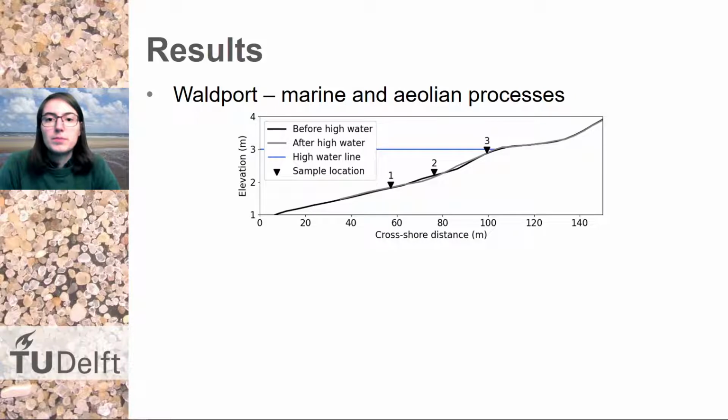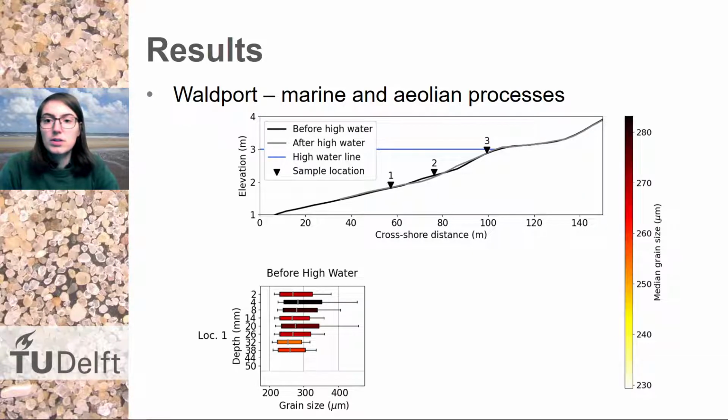First of all, we measured the elevation before and after high water. Gray is after high water. And we see the high water line. This is where the max swash excursion was measured. And we see that location 3 just got hit by the swash. And at location 2, most of the morphological change took place. And I want to walk you through all these locations and the measurement times we had for them.